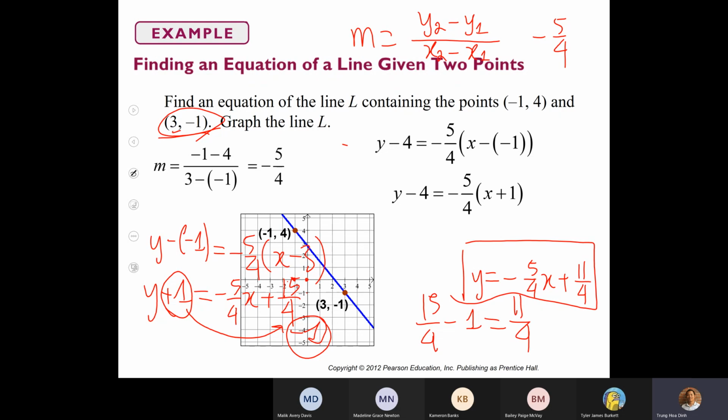So you might choose different points, right? It's okay. You should get the same answer. Does that make sense? Agree? Any question about this? No question? Okay.